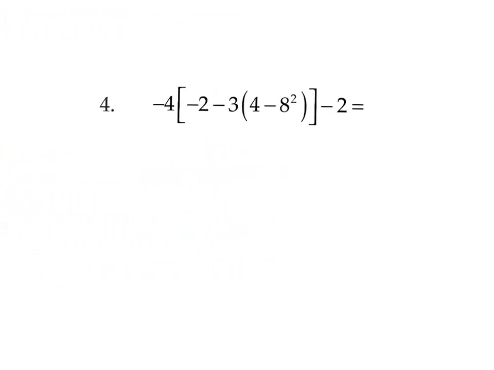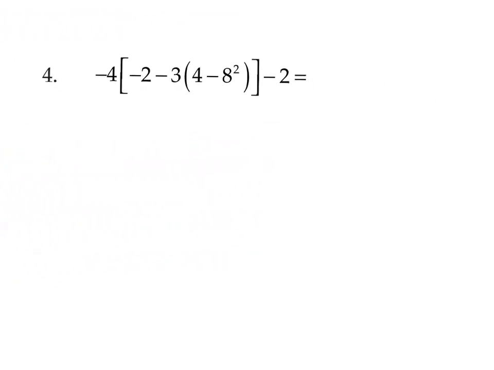All right, number 4 over here is really starting to get complicated now. First, we're going to work in grouping symbols. And we do have a couple different grouping symbols here. We've got brackets here, and we have parentheses inside them. So when we have two sets of grouping symbols, we start inside and we work out.